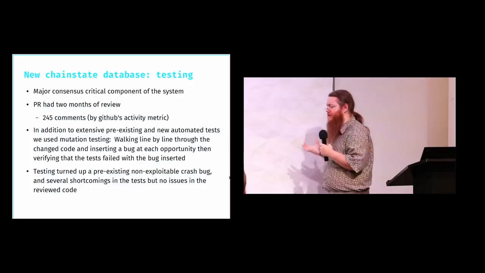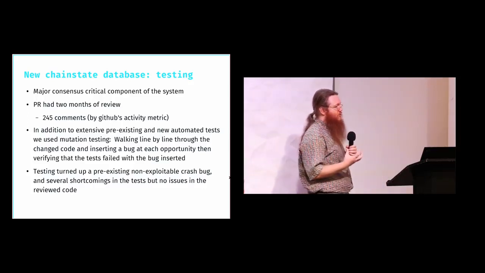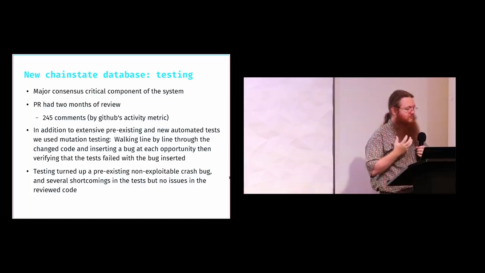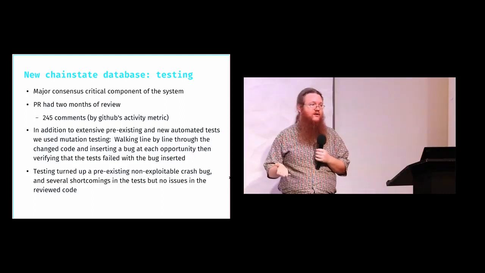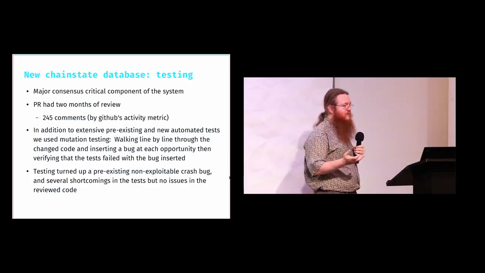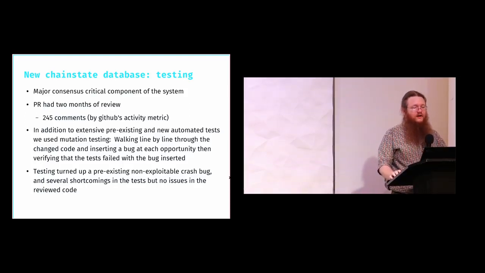Since this change is really at the heart of the consensus algorithm in Bitcoin, we had some very difficult challenges relating to testing it. We wouldn't want to deploy a change that would cause it to corrupt or lose records, because that would cause a network split. So it's a major consensus-critical part of the system.